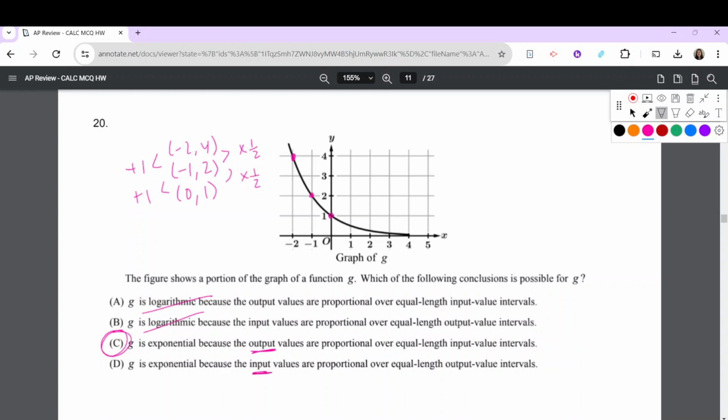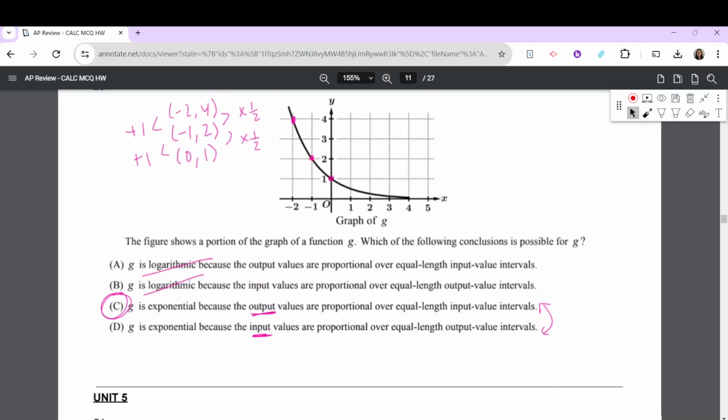So I think on here, you just got to be careful in the wording. Like, are your outputs proportional or are your inputs proportional? Because if my outputs are proportional, it's going to be exponential. But if it were flipped and if my inputs were proportional, then that would be logarithmic.